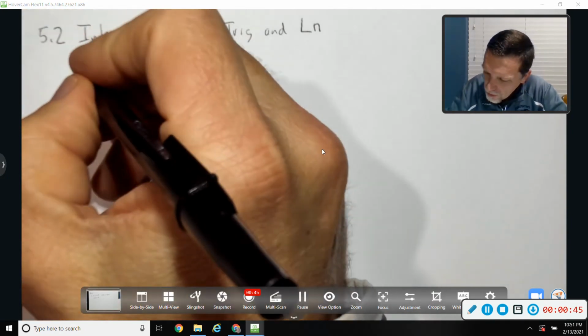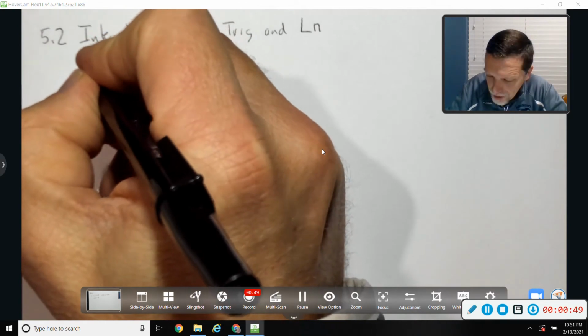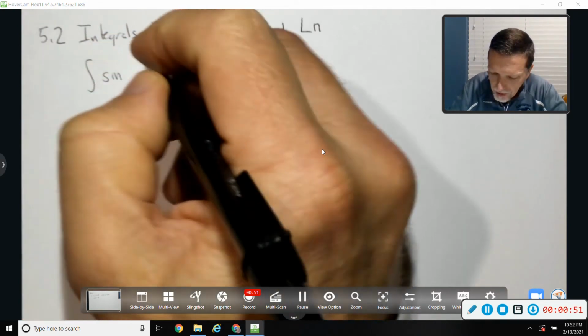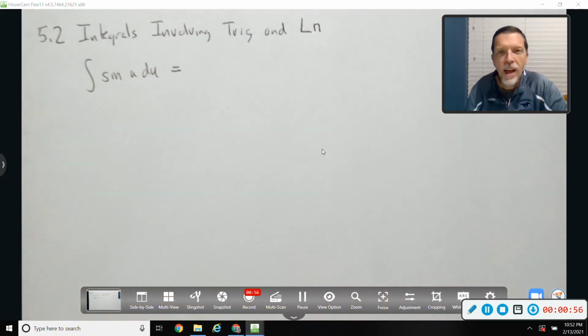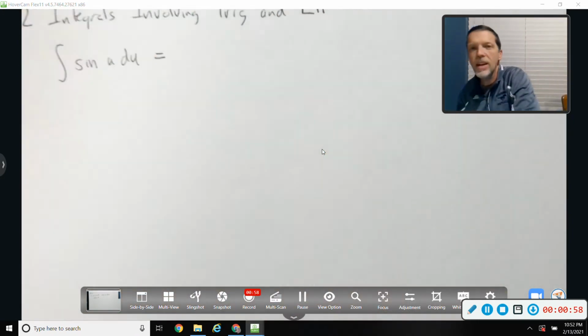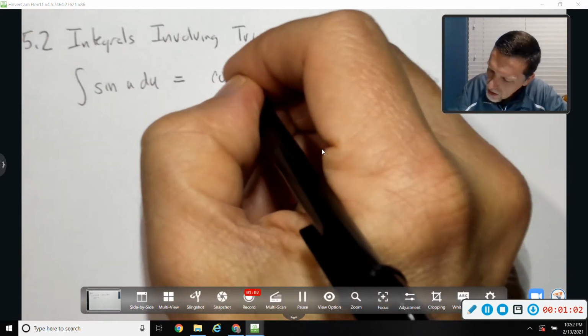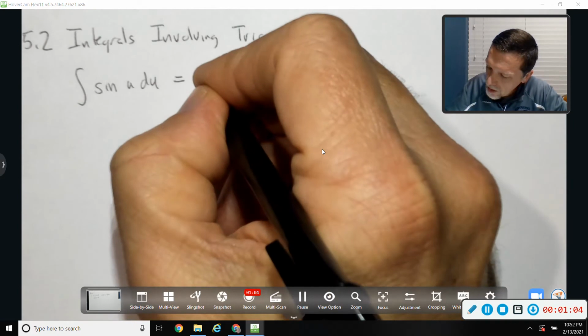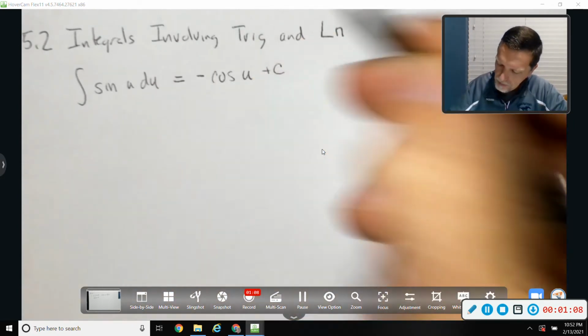All right, we'll start with information you already know, or you should already know, the integral of sine of u du. So going backwards from sine, the antiderivative of sine means it came from cosine, and it would have been negative, because the derivative of cosine is negative sine, plus c.